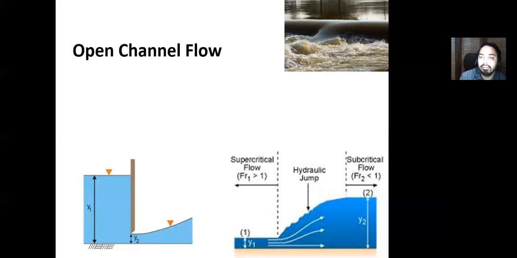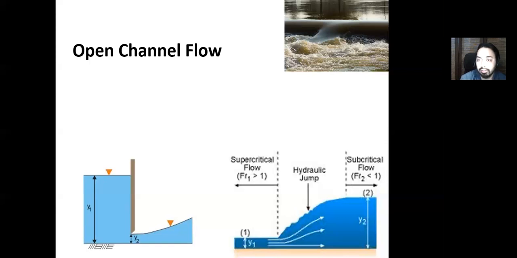So this chapter discusses open channel flow. It means you have a flow of liquid that has a free surface. It means there is an interface between one fluid and the other fluid. And the most common application is the flow in a channel where one fluid is water, liquid, and the other fluid is air.